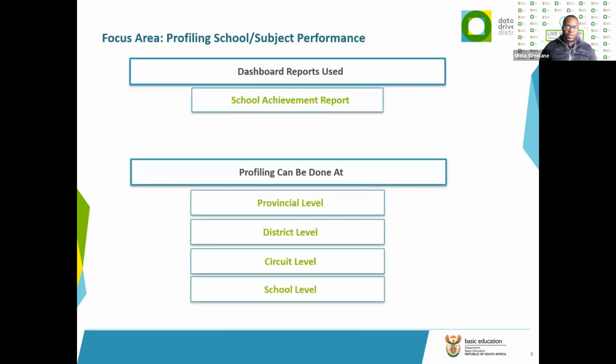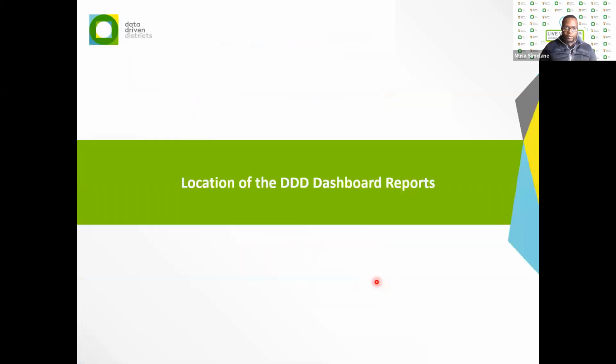As you can see from this slide, the dashboard report that is used is the School Achievement Report again. It is available from provincial, district, circuit, and school level. I'm assuming that a lot of us are at district level, so I'm going to be speaking from that level. However, this report will function the same if you find yourself functioning above that level or even just one level below that level.